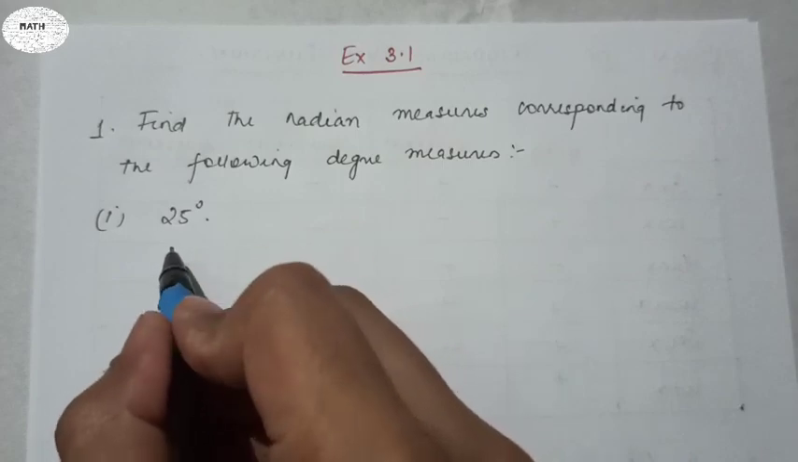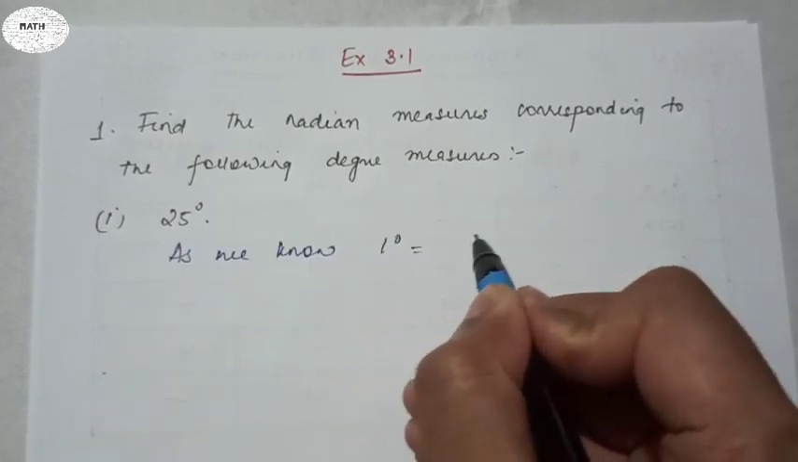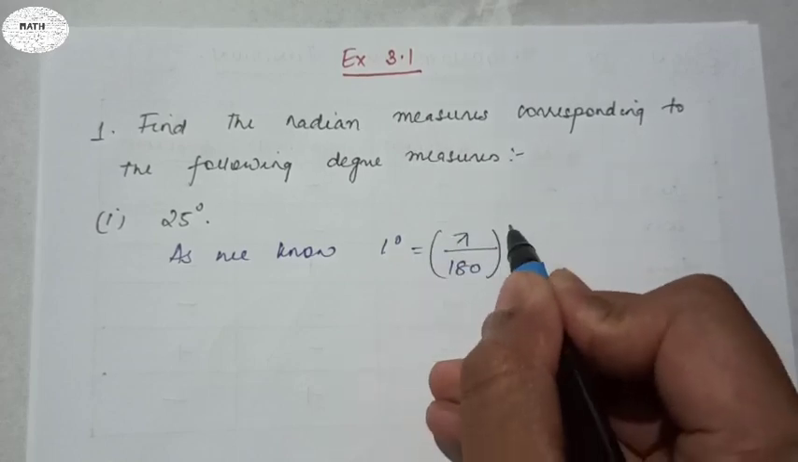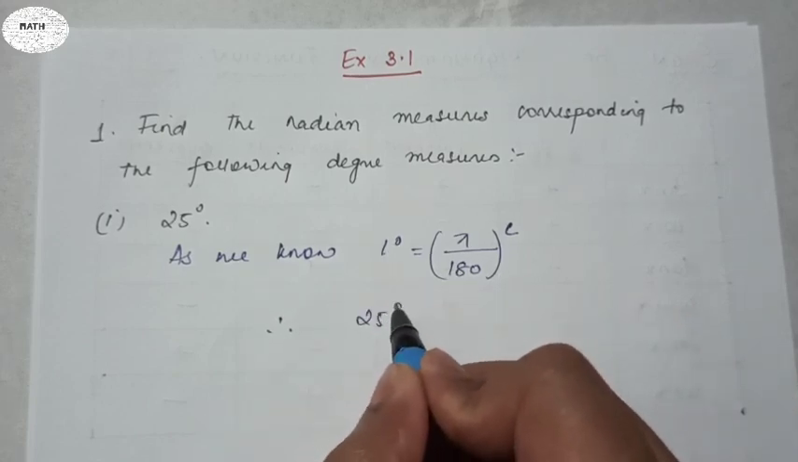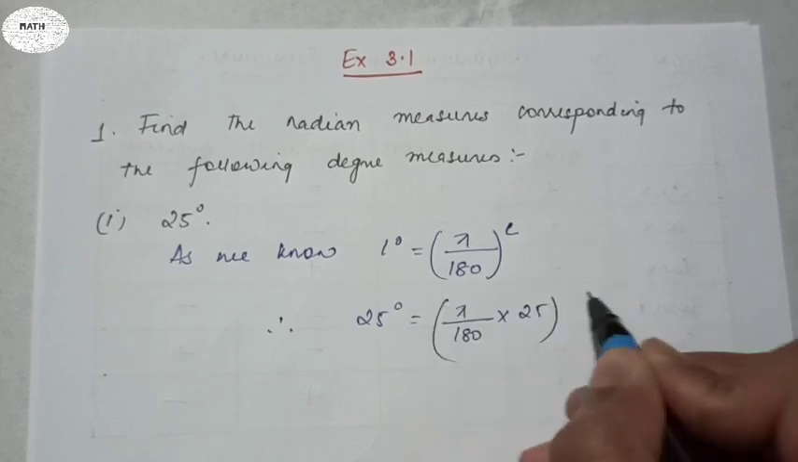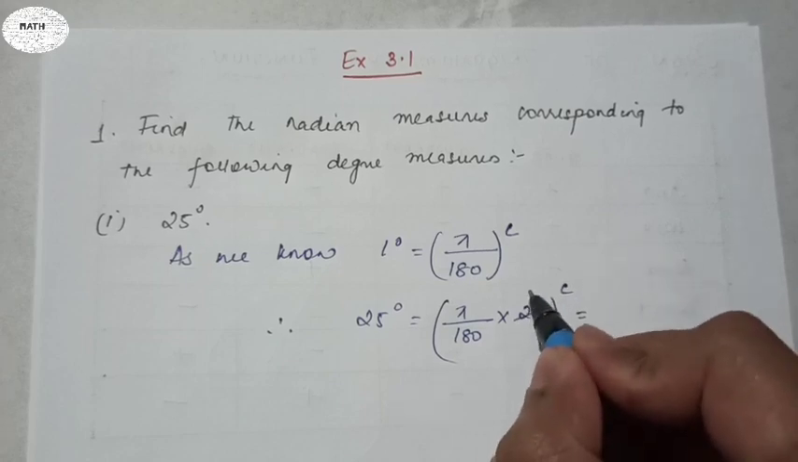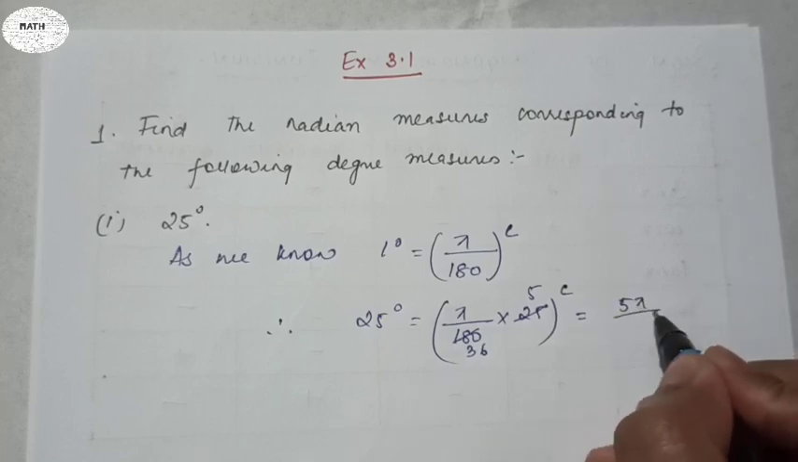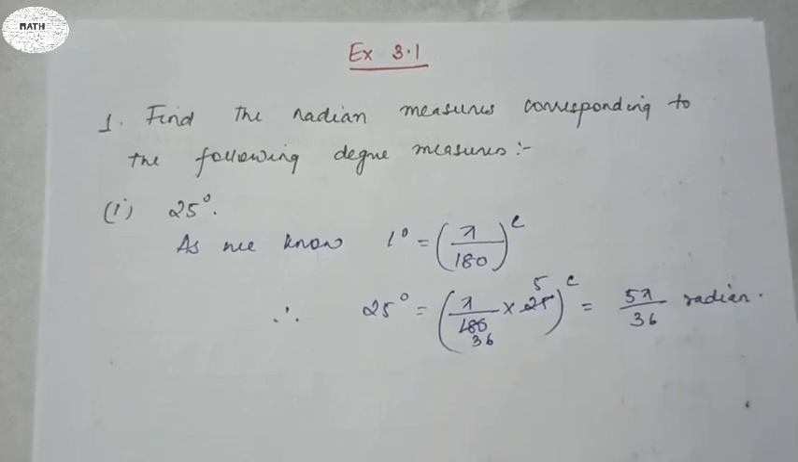So I can just say that, as we know, 1 degree is equal to pi by 180 radian. So therefore, in place of 1, I have to get 25 degrees will be how much? Pi by 180 into 25 radian. So if I calculate, I'll get the answer to be nothing more than 5 5s are 25, 5 36s are 180. So it will be 5 pi by 36 radian. So that's all about your question number 1.